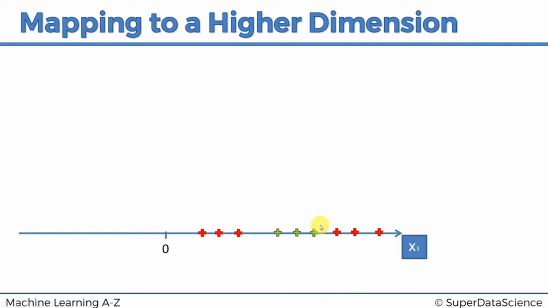So can we separate the green from the red with a single dot here? No, we cannot. If we put it here, then these will be separated from that. If we put it here, it will be separated from that. So this is a non-linearly separable data set.